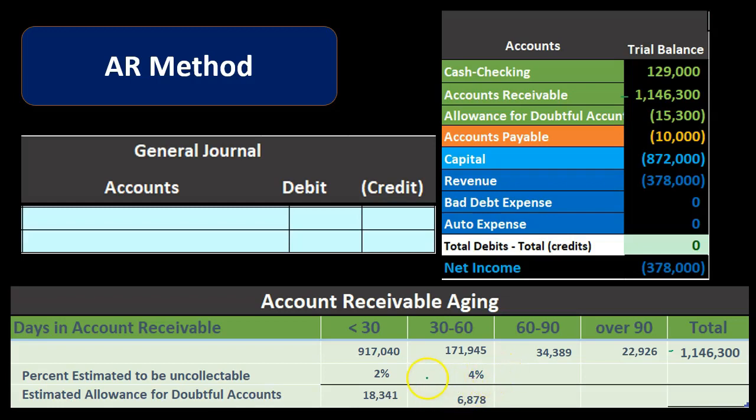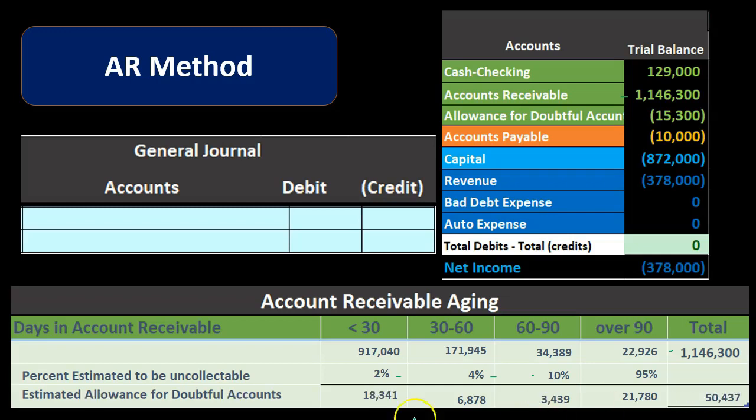And again, you could ask, where do we get this 2% and this 4%? It's an estimate. We have to come up with some reasonable estimate based on past experience and or industry standards. Then of the 34,389, we say 10% is uncollectible based on past experience and industry standards, so this times that equals the 3,439. And over 90, it's very unlikely we're going to collect it, so if we take the 22,926 times 95%, we get the 21,780. You can question these percentages, but they would be based on industry standards and past experience. They should be reasonable in accordance with the industry based on past research.